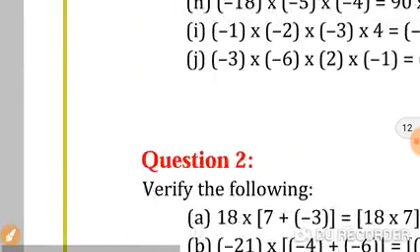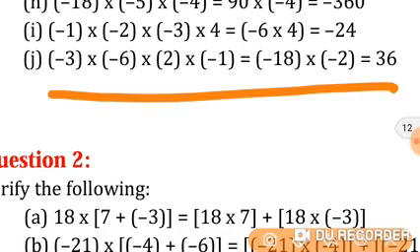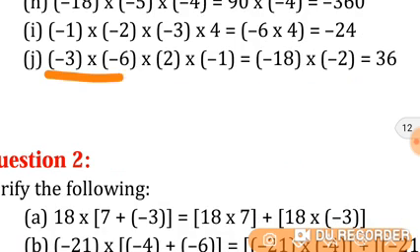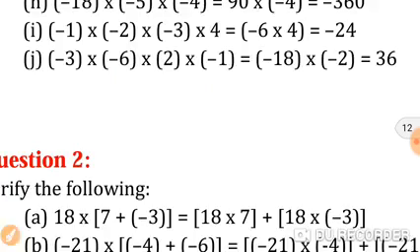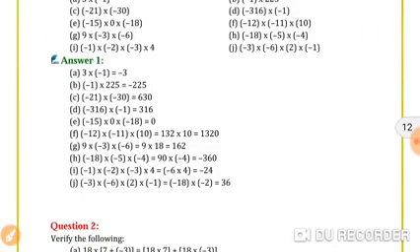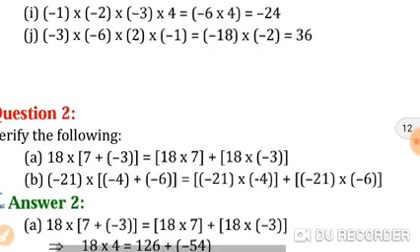Then J question. You can pair it 2 here, these 2 and these 2. 3 6s are 18. Once again I'll check the question here. Wait. Yes, both are negative itself. Okay.